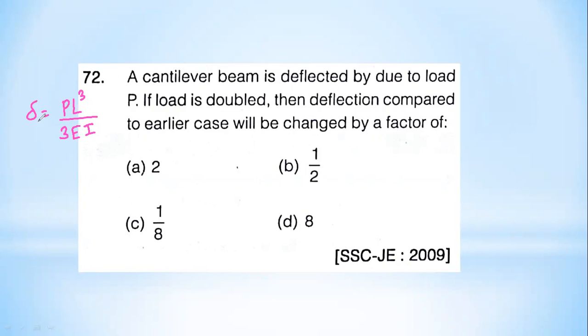Now, when load is double, it will be 2P into L cube upon 3 EI. So what will be delta 2? Delta 2 is equal to 2 times delta 1. So basically if load is double, deflection will also get double.